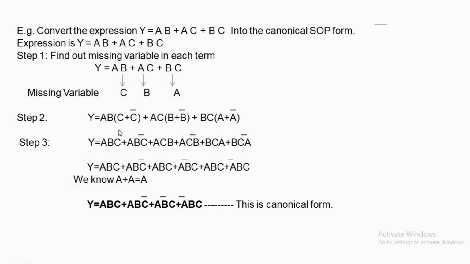Now do the second step by ANDing each term with the ORing of the missing variable and its complement. In the first term C is missing, so you have to AND (C + C bar) with the first term. In the second term B is missing, so ANDing (B + B bar). In the third term A is missing, so (A + A bar) is ANDed with BC. Now do the third step, simplify the equation. So multiply AB into the bracket.